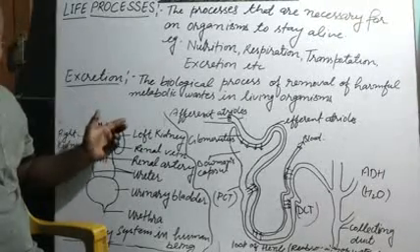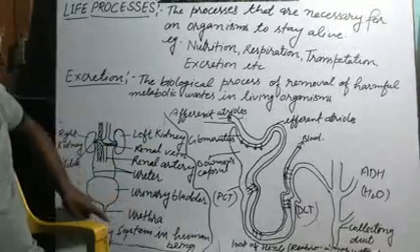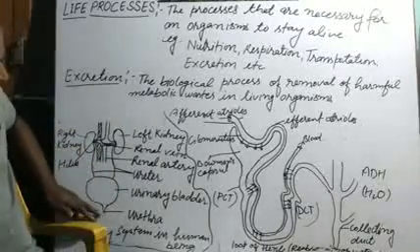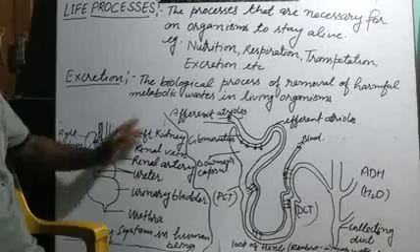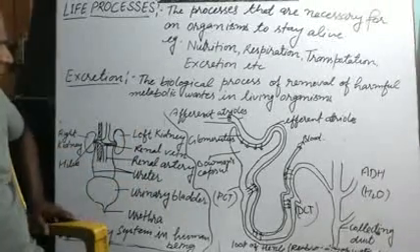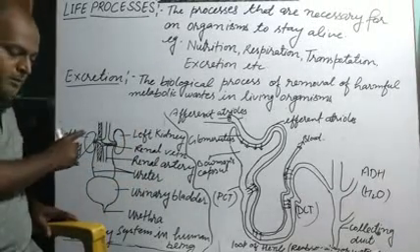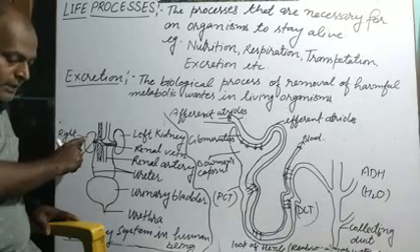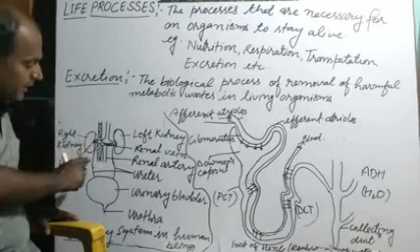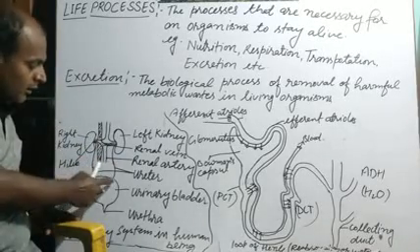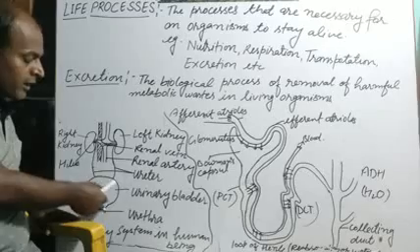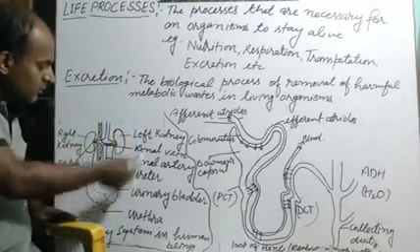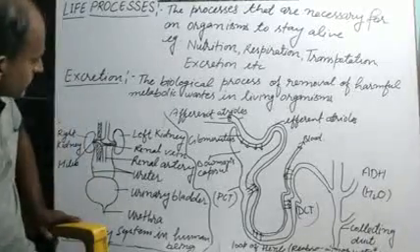Like in human beings, there is a special excretory system. We have to see today the excretory system of human beings in detail. First of all, see that the human excretory system has a pair of kidneys, a pair of ureters, a muscular urinary bladder and the urethra. Now see it in detail, students.